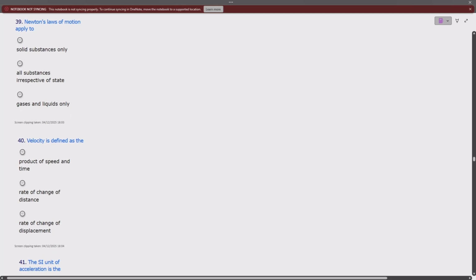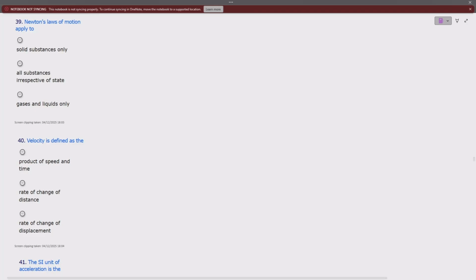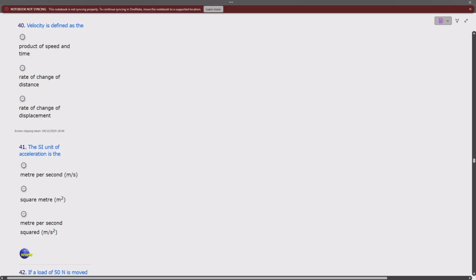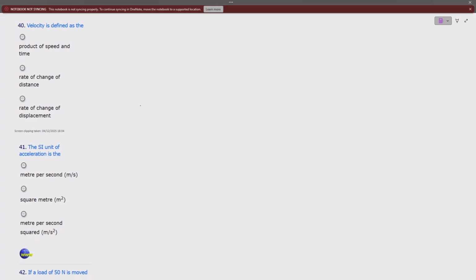39. Newton's law of motion applies to all substance irrespective of the state. These are straightaway questions that sometimes you get in the physics exams. Velocity is defined as product of speed times time, rate of change of distance, rate of change of displacement. Velocity is the rate of change of displacement, is displacement over time.